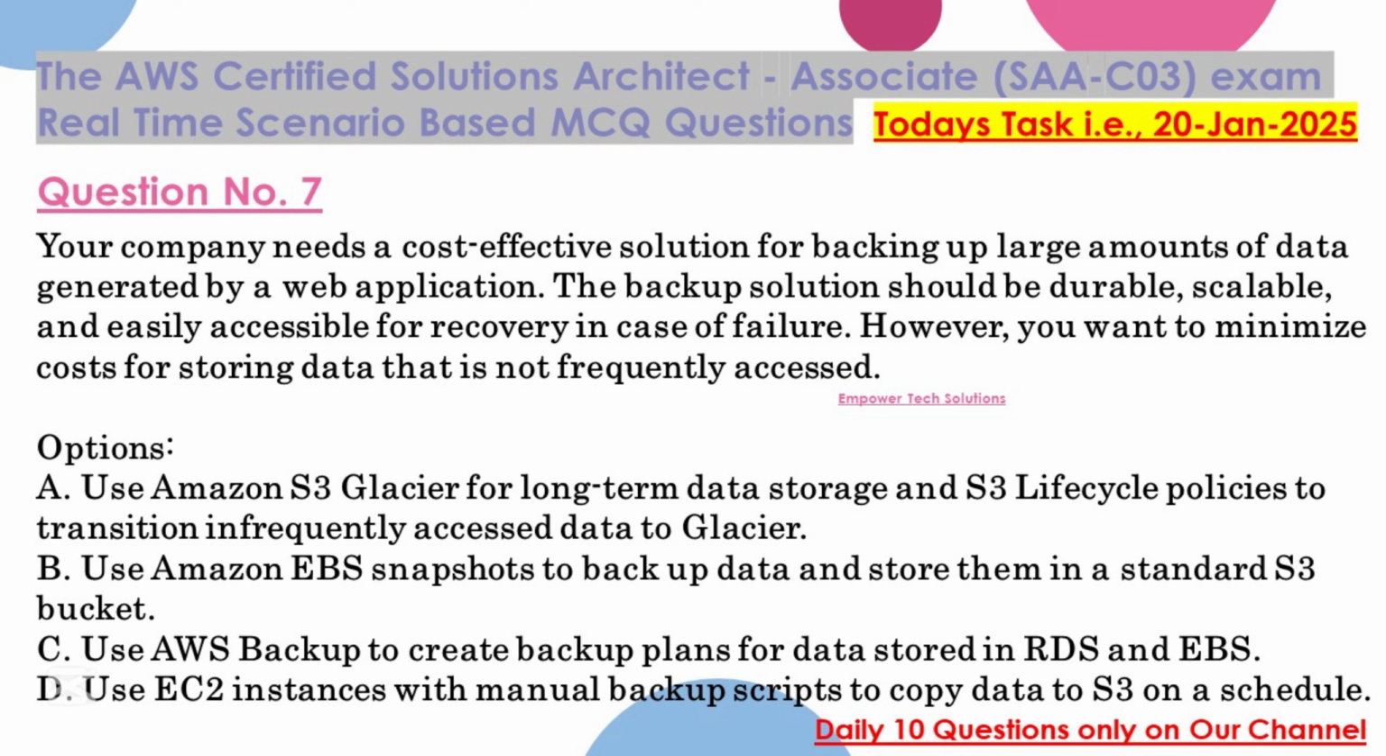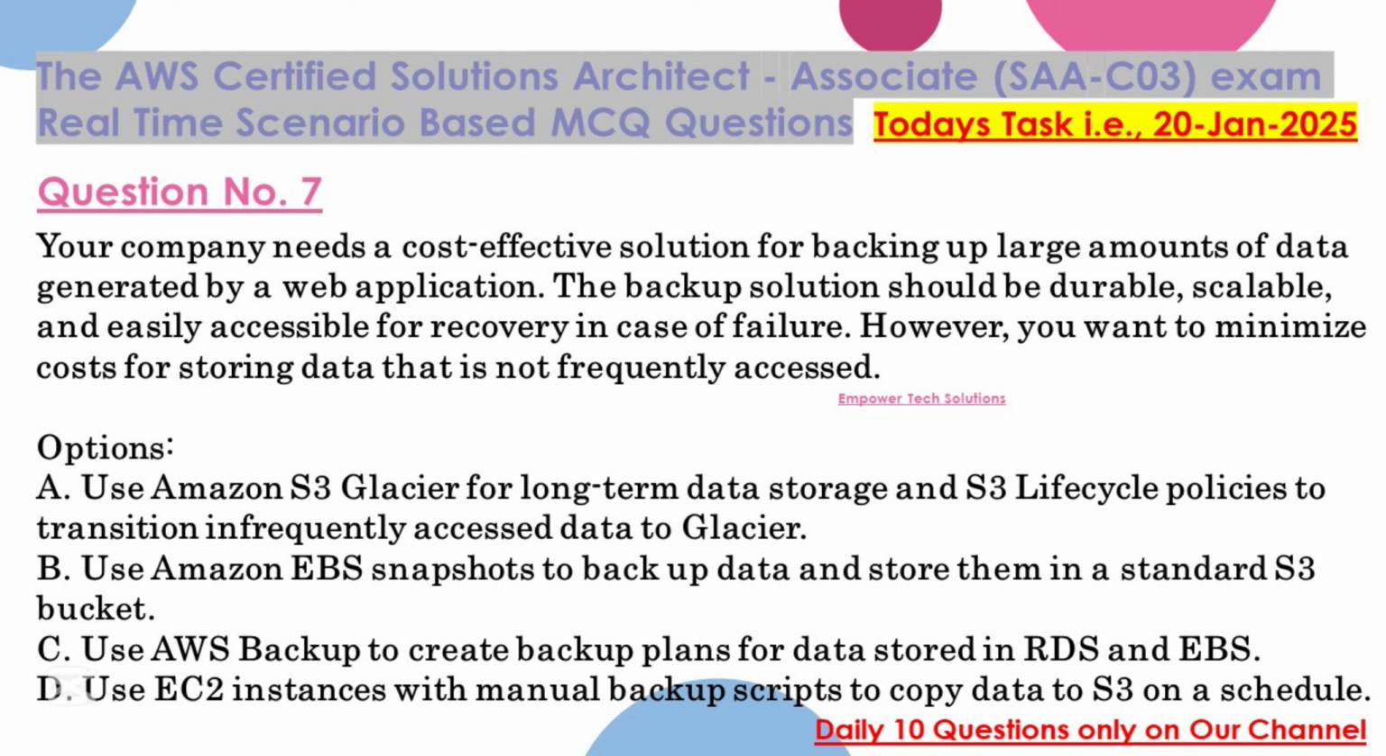However, you want to minimize costs for storing data that is not frequently accessed. Options: A. Use Amazon S3 Glacier for long-term data storage and S3 lifecycle policies to transition infrequently accessed data to Glacier. B. Use Amazon EBS snapshots to back up data and store them in a standard S3 bucket.